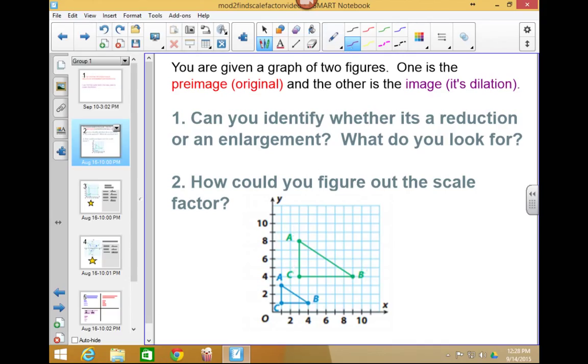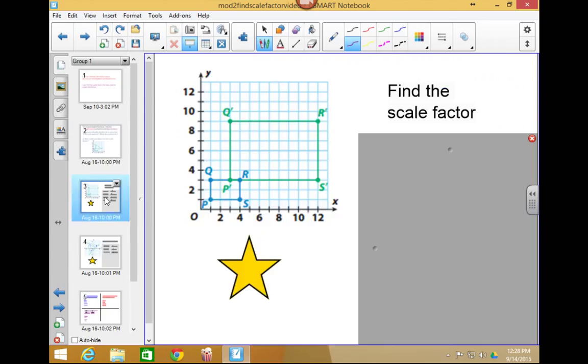If the prime symbols were on the smaller blue triangle and I had A prime, B prime, C prime over here, they would tell me that this one is the image and my triangle got smaller and was reduced. But without those prime symbols, there's no way for me to tell whether the triangle was reduced or enlarged. Number 2 says, how could you figure out the scale factor? Well, in the next couple examples, we're going to learn how to put a number on that dilation, which is the scale factor, and how to figure it out if I'm already given the two pictures.